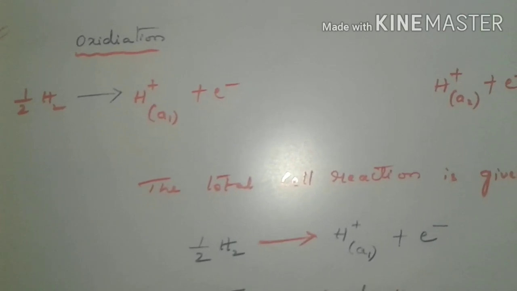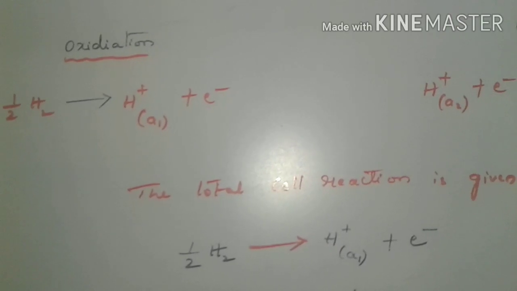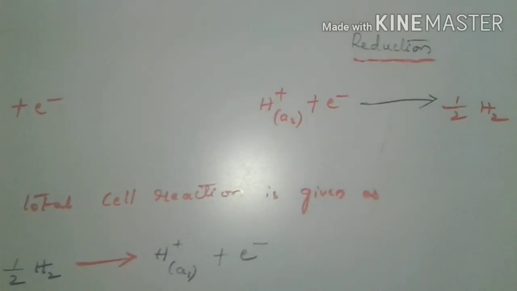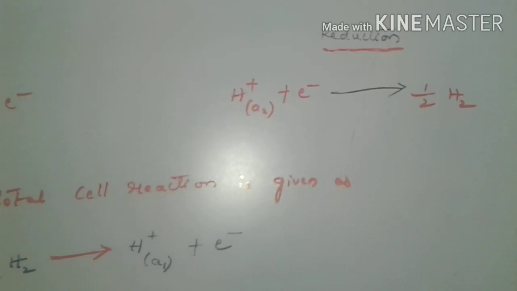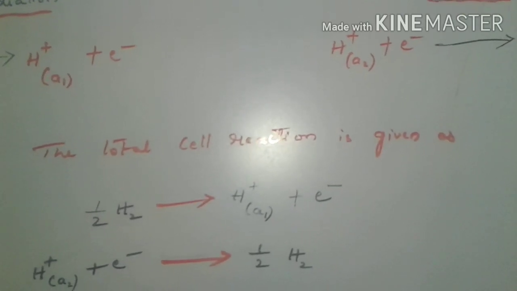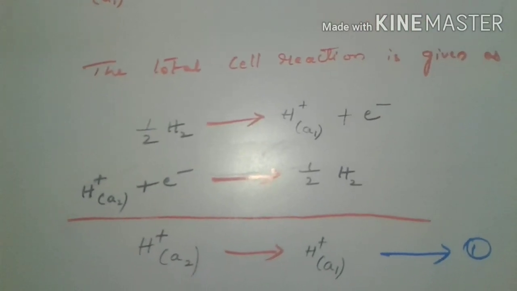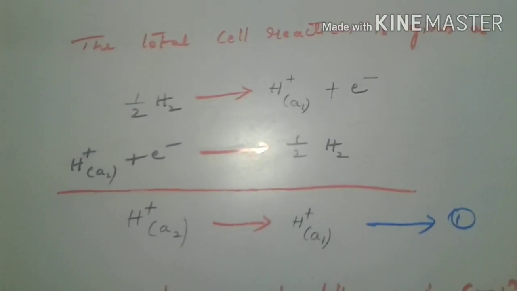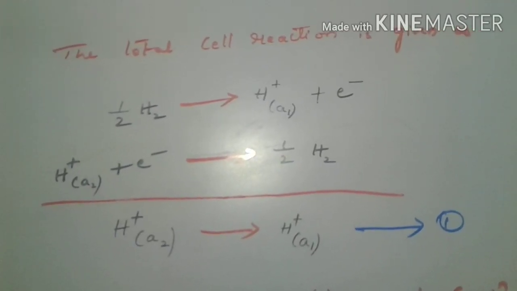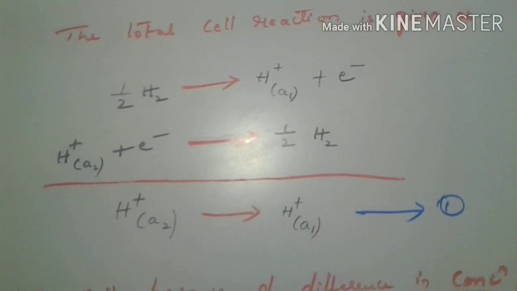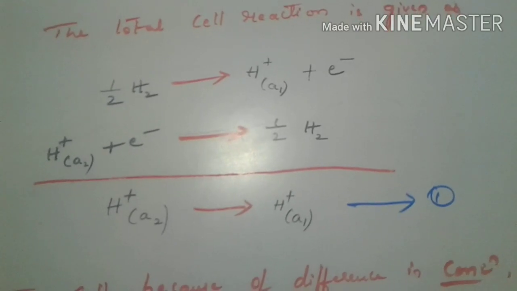Now the cell reaction is given as, in terms of oxidation, half H2 gives rise to H plus of activity A1 plus e minus, and reduction is given as H plus of activity A2 plus e minus gives rise to half H2. Then the total cell reaction is half H2 gives rise to H plus A1 plus e minus, H plus A2 plus e minus gives rise to half H2. Then the half H2 on either side cancels, and the e minus also cancels. The total overall cell reaction is H plus A2 gives rise to H plus A1. Let us call it equation 1.